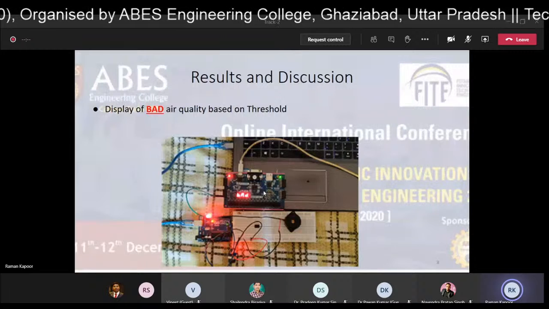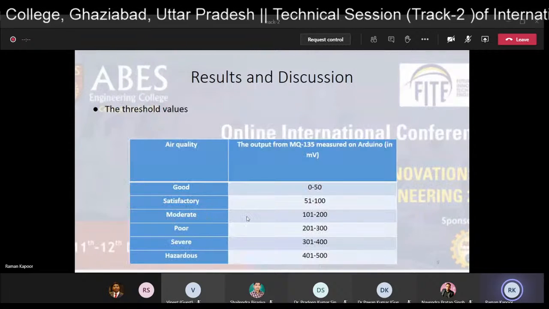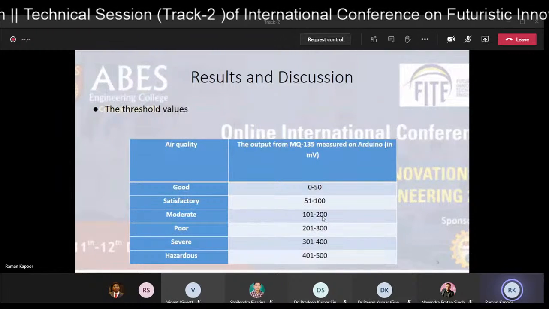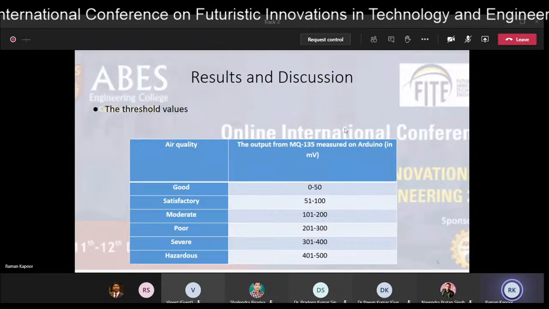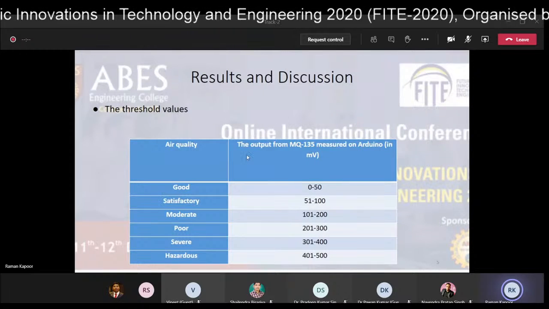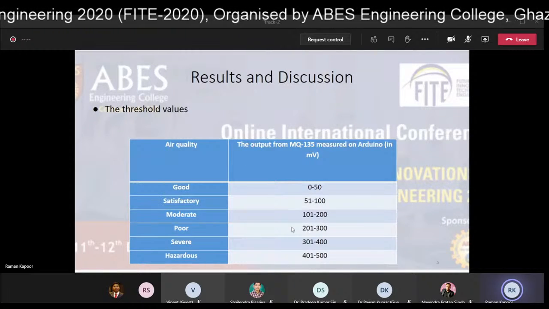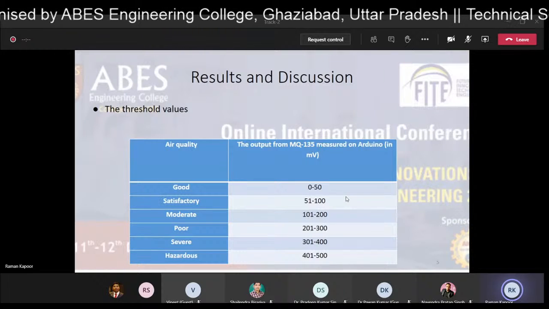Okay, so right now for this work, the threshold is the moderate level, 100 to 200 millivolt output from the sensor. Now you can have a network of sensors that is going to change your threshold depending upon the location.